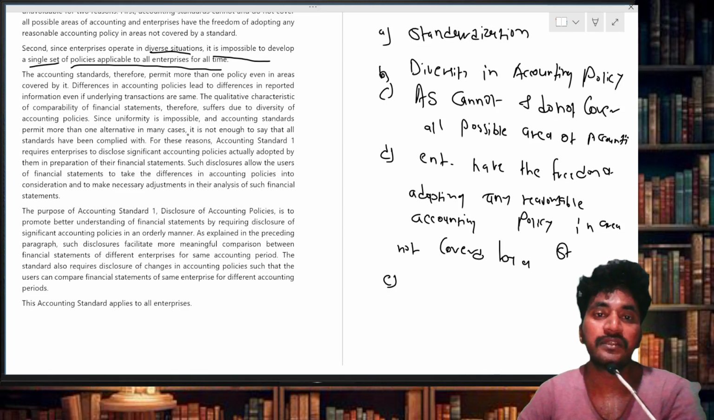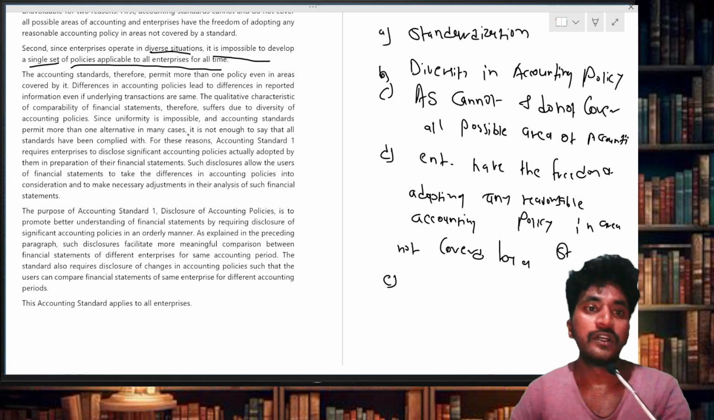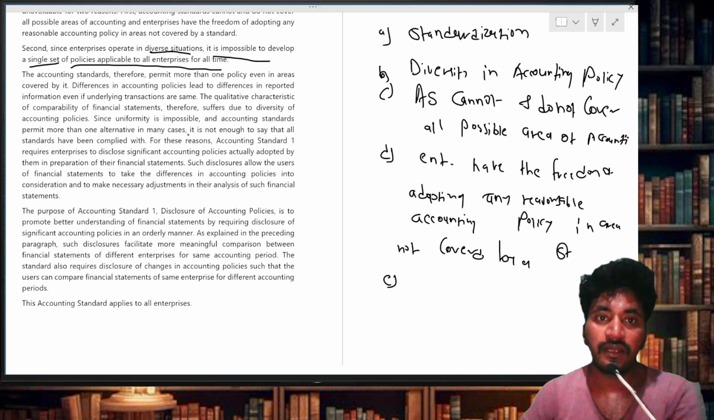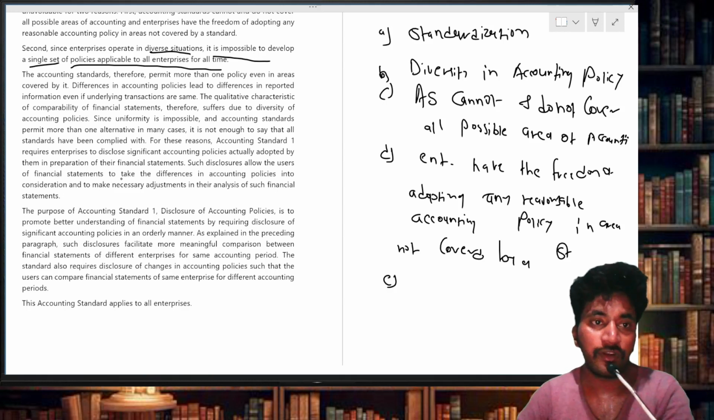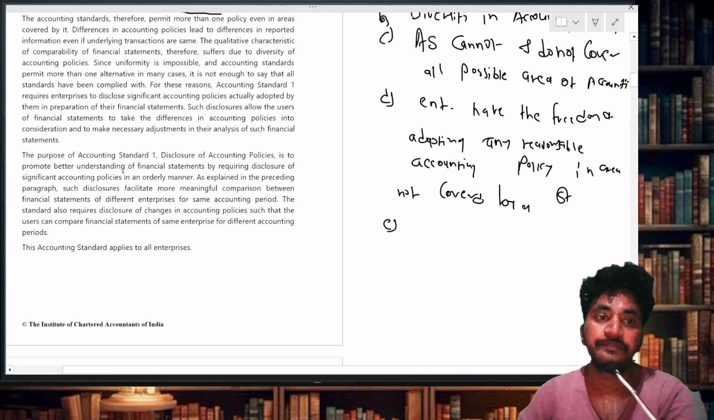For this reason, accounting standards require enterprises to disclose the significant accounting policies actually adopted by them in the preparation of their financial statements. Such disclosure allows users of the financial statements to take the difference in accounting policies into consideration and to make necessary adjustments in their analysis of such financial statements.